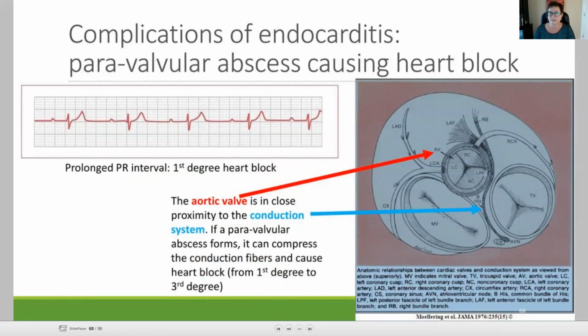So as I discussed earlier, we talked about the conduction system and the close proximity. And you can see here that the bundle of His is right here. Your AV node is here. And you trickle down to your right and left anterior and posterior bundle branches. So there is definitely a problem or potential for complication regarding heart block.